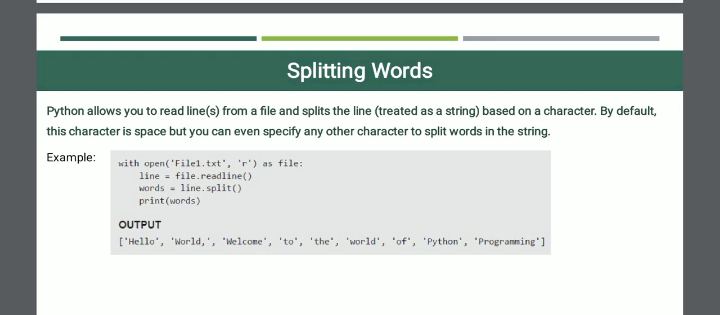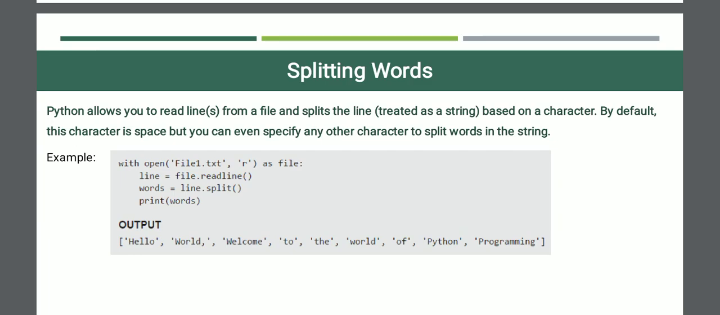Yes, Python allows us to read lines from a file and split the line based on a character. By default, this character is space, which means on the basis of white space, all the characters present before the white space will be one word, and after the white space will be the second word. So we can easily split the words in the given string. Here again we will see one example with open file1.txt in the read mode, which means a text file is going to be operated. So you have to read the lines one by one.